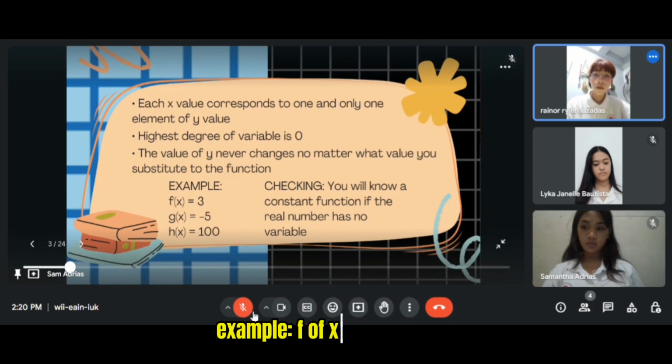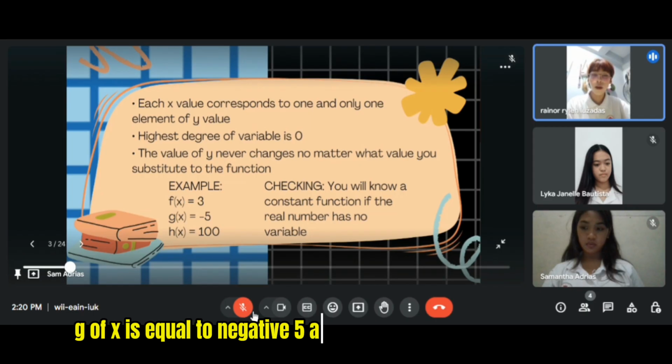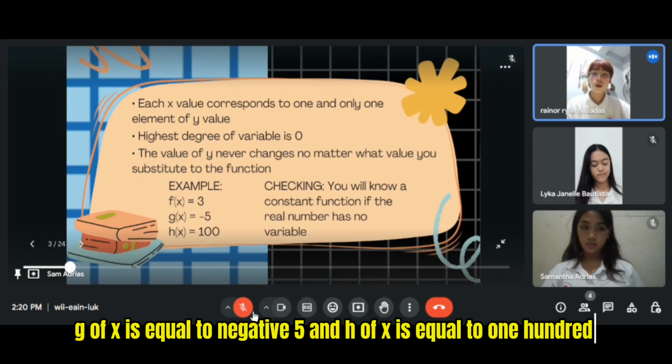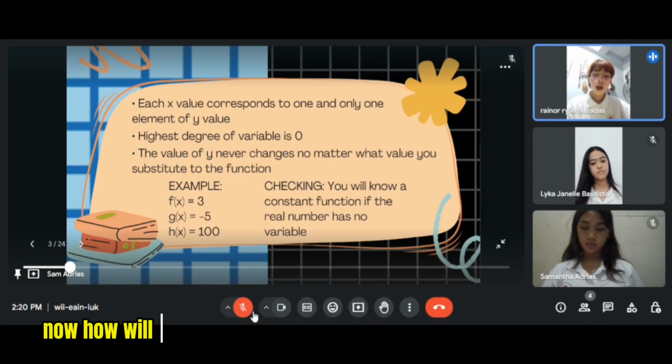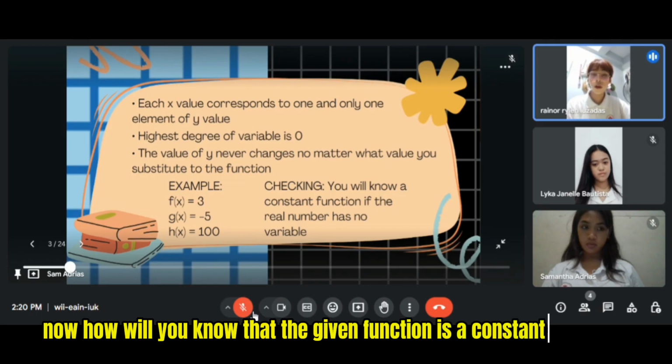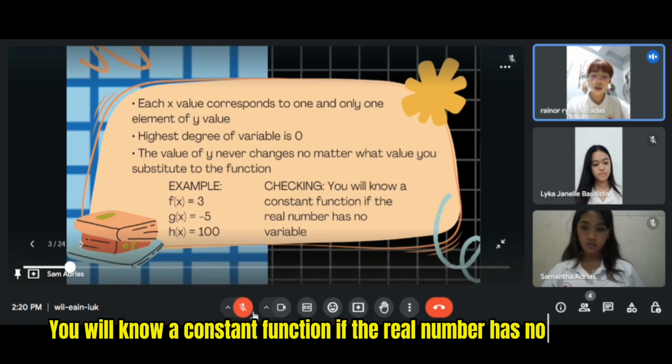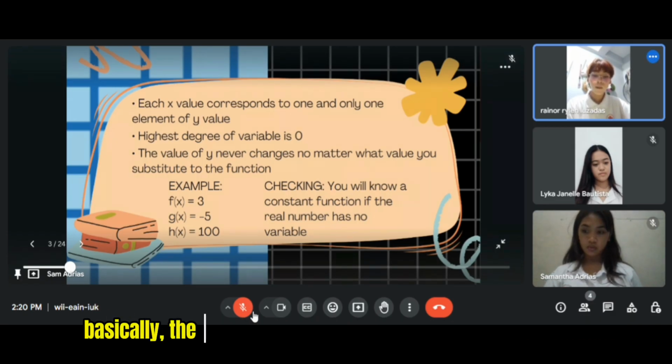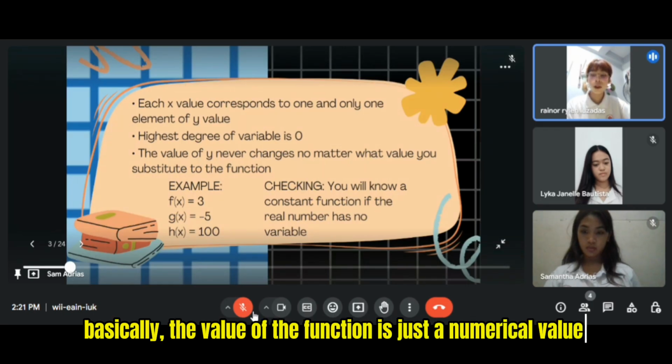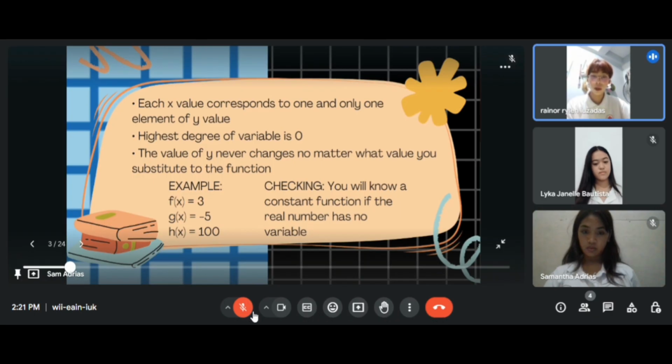Example: f(x) = 3, g(x) = -5, and h(x) = 100. Now, how will you know that the given function is a constant function? You will know a constant function if the real number has no variable. Basically, the value of the function is just a numerical value and there are no variables.